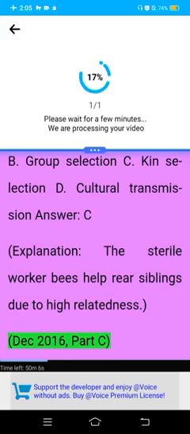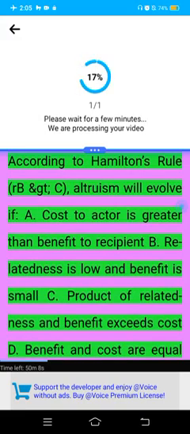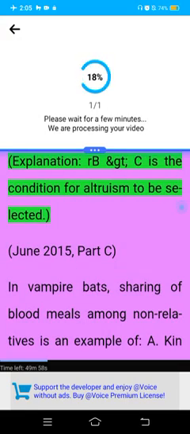December 2016, Part C. According to Hamilton's rule, r B greater than C, altruism will evolve if: A. Cost to actor is greater than benefit to recipient. B. Relatedness is low and benefit is small. C. Product of relatedness and benefit exceeds cost. D. Benefit and cost are equal irrespective of relatedness. Answer, C. Explanation, r B greater than C is the condition for altruism to be selected.